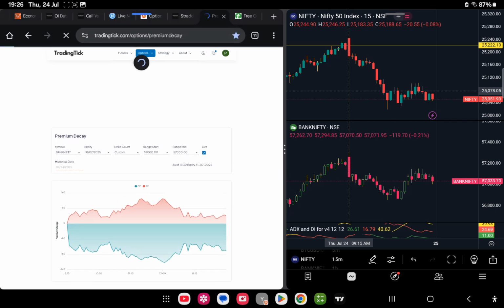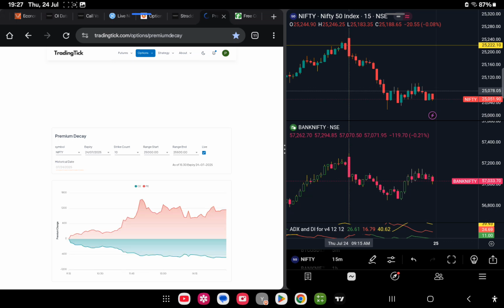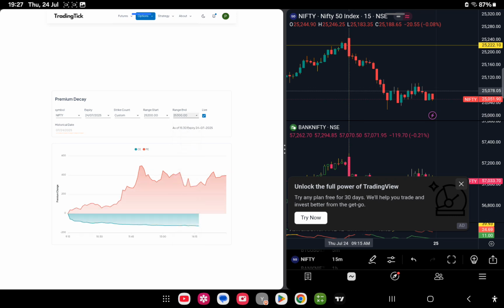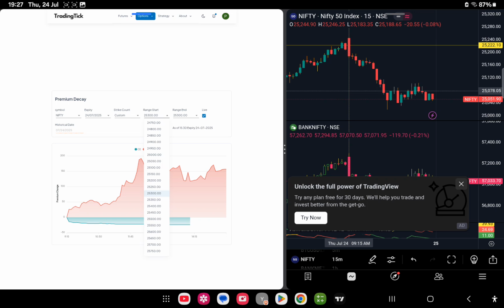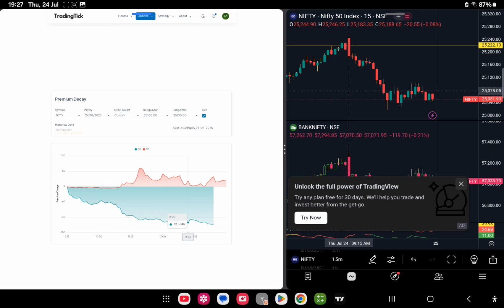Now I'll check Nifty. Nifty open was 25,200, so I'll take 25,200 on both sides, and you could see how buyers were winning and sellers were in the loss. Now we'll take 300 and check. Here also buyers were winning. So we'll take 2500, and then you could see here sellers were winning and buyers were in the loss.